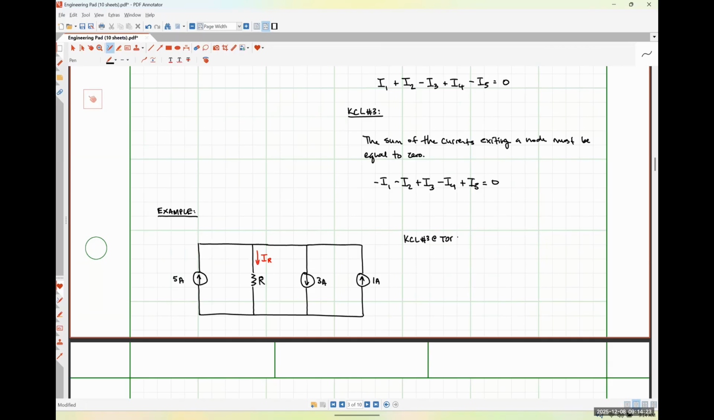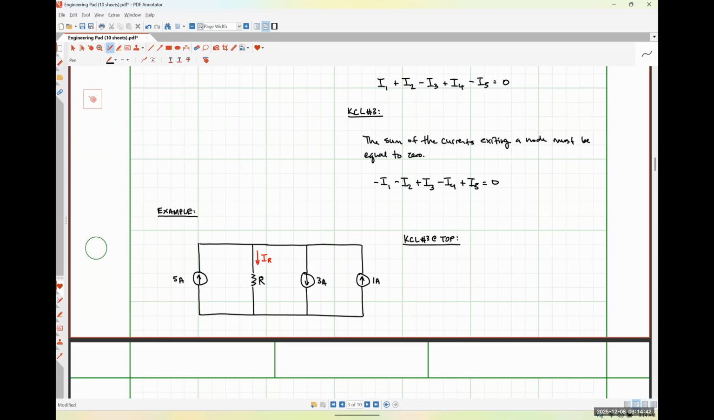So currents that are leaving the top node are going to get plus signs, and currents that are entering the top node are going to get a minus sign. Those are the rules based on the choices that we've made, right? So KCL number 3, currents that are exiting are positive, applied at the top node.